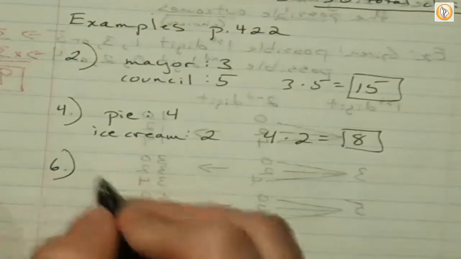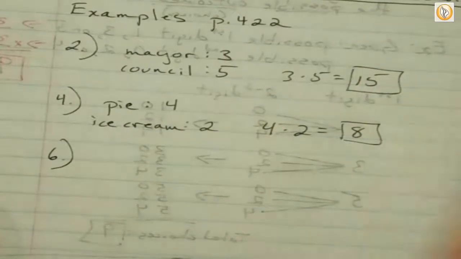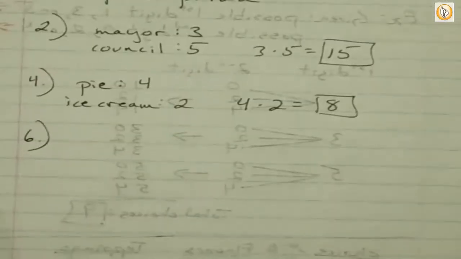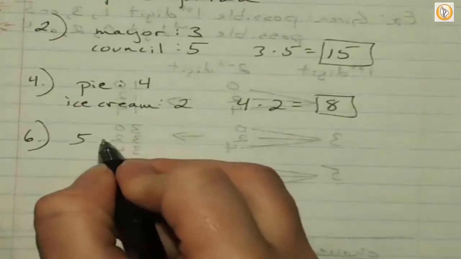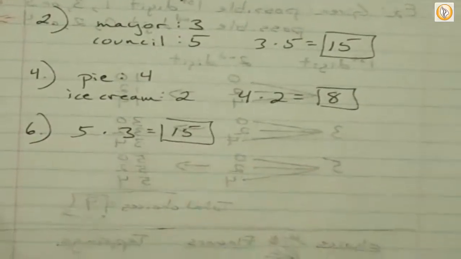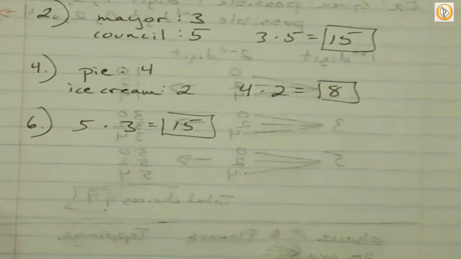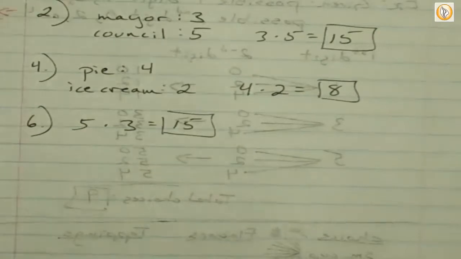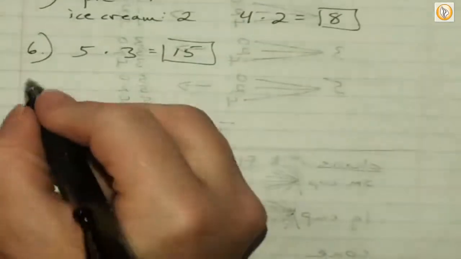Look at number 6. Natalia, read it. How many ways can you choose between 5 colors of socks and 3 pairs of shoes? 15. 5 times 3 is 15. Do you understand? Any questions? Speak now, forever hold your peace. You have a question? Joseph? All right, look at 16.